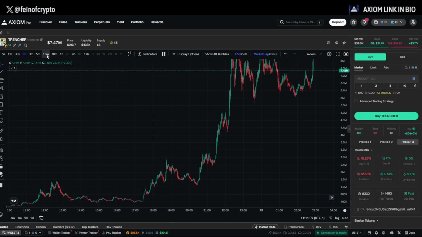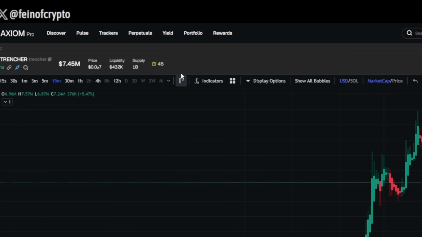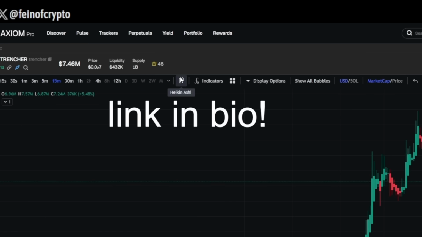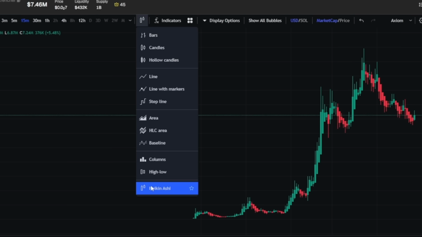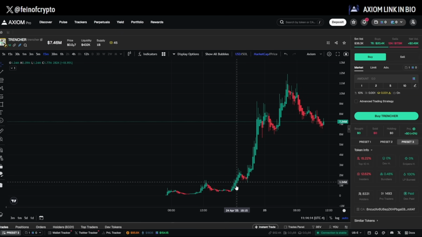So once again, you go into this candle icon here on Axiom, link in the bio to get it, and you click on Heikin Ashi. And that changes the pattern. See how it's green, green, green, green, red, red, red, green, green, green.